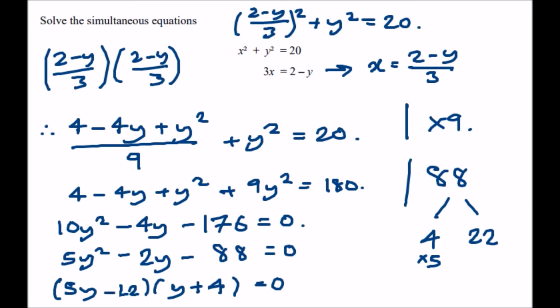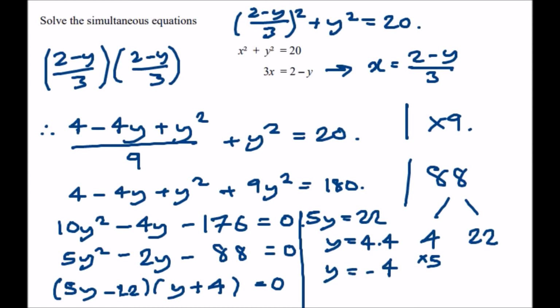Okay, and yeah, so that's it. And therefore, we should get 5y equals 22, meaning y equals 22 over 5, which is, let me see in my head, 4.4. And the second one, y equals -4.